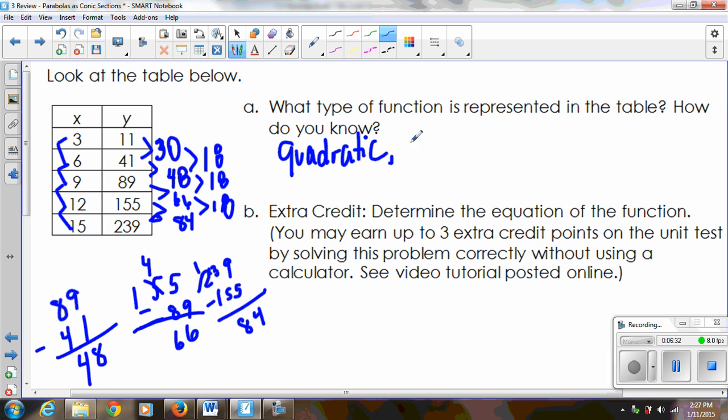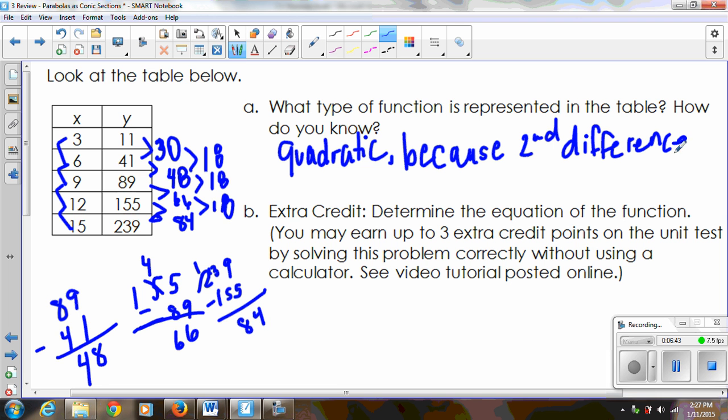And that's because the second difference is constant. And we're talking about the y values. So the second difference is constant.